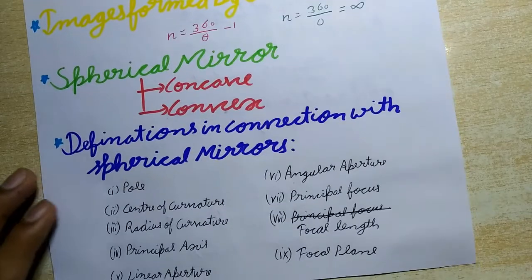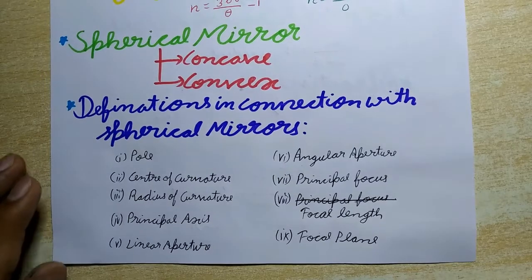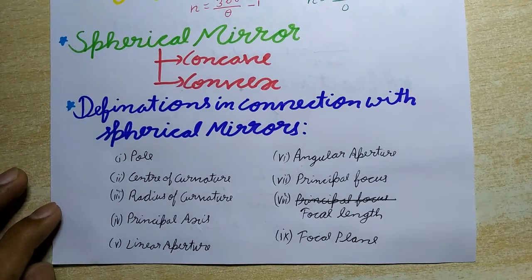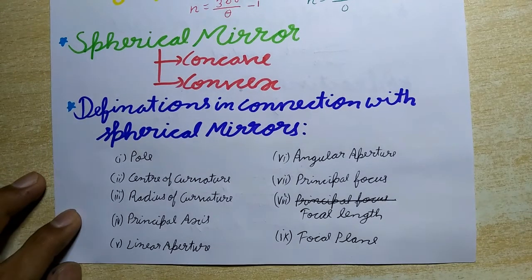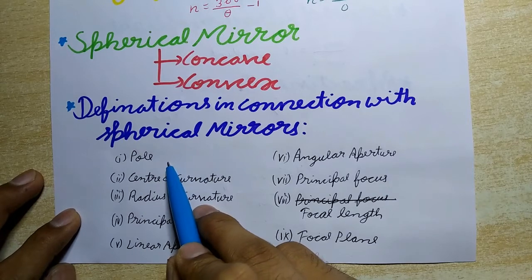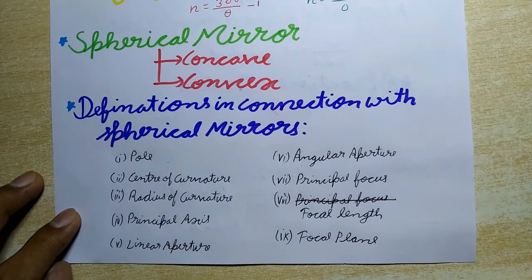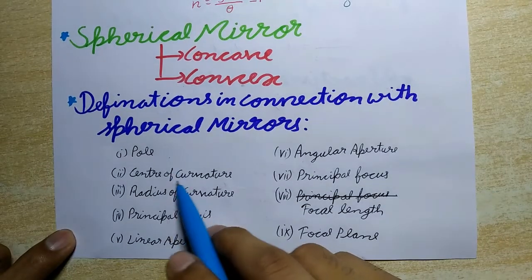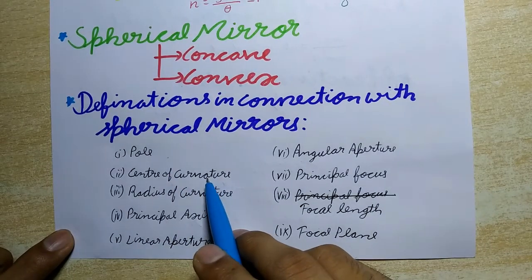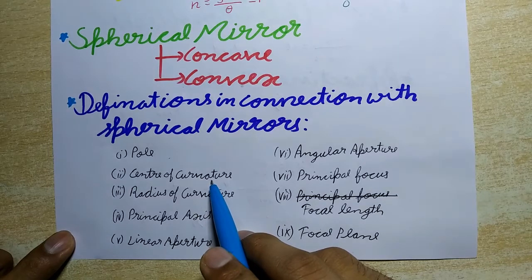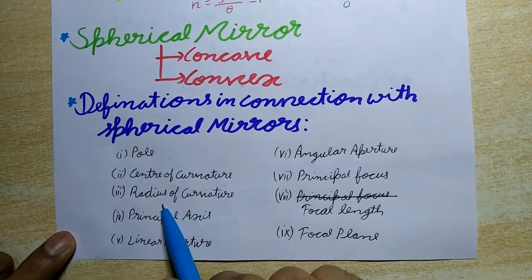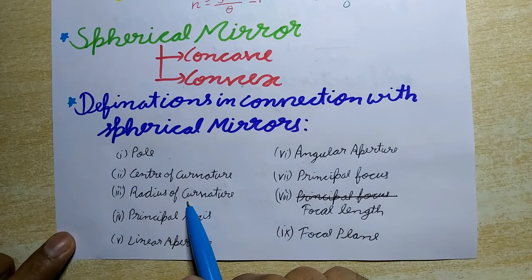And now, definitions in connection with spherical mirrors. First is pole. It is the middle point P of the spherical mirror. Second is center of curvature. It is the center C of the sphere of which the mirror forms a part. And third is radius of curvature. It is the radius R of the sphere of which the mirror forms a part.